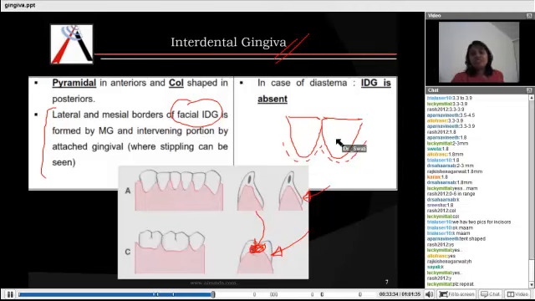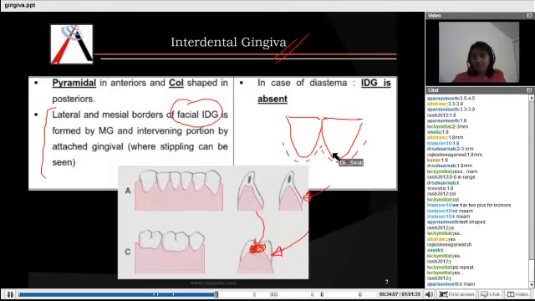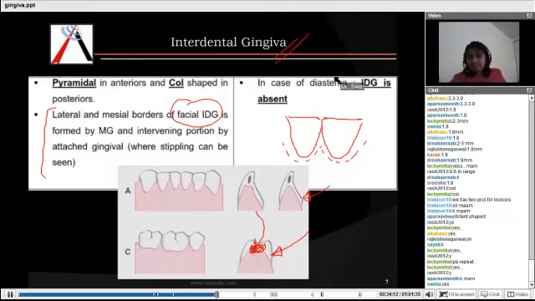So if I talk about stippling, where will you see stippling in interdental gingiva? In the borders or in the center? In the center. Because, Saurabh, at the borders of free gingiva, we will not see stippling there. We will see it in the center. Because we saw stippling only in the attached gingiva, isn't it? So attached gingiva is present only in the center of the interdental gingiva. Okay? Clear, all of you? Kamal, Priya, Shrisha?